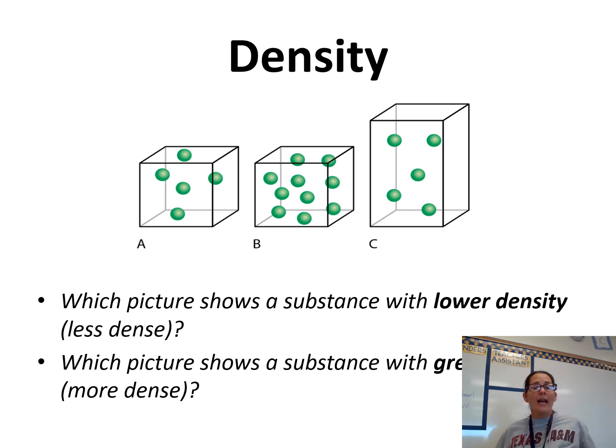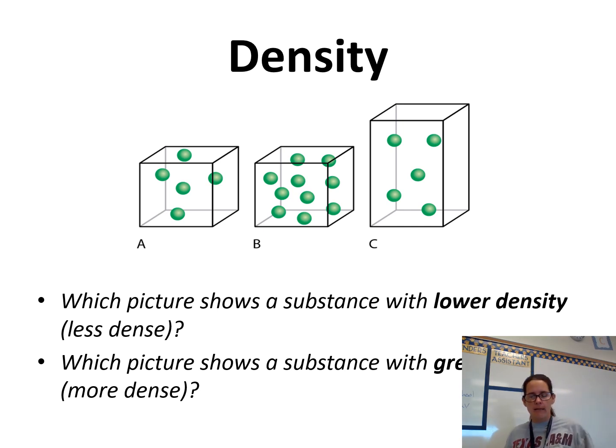Okay, so here we have three different cubes. We've got cube A that has 1, 2, 3, 4, 5 atoms in there. They're pretty spread out. They're just kind of hanging out in there, right? So cube B is the same volume. It's the same size as A, right? But if we look, we've got 1, 2, 3, 4, 5, 6, 7, 8, 9, 10 atoms in there, so they're packed way more close together. And then we have C, who looks bigger. It's got more volume than A or B, and it has 1, 2, 3, 4, 5 atoms in it.